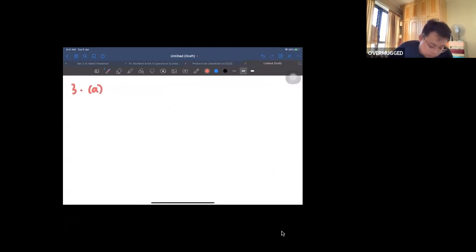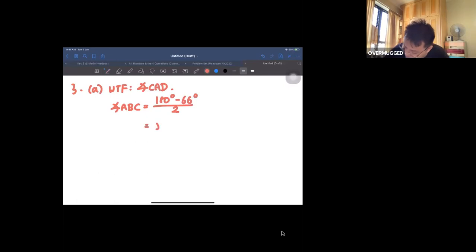For part A, we are looking to find CAD. Okay, this is what I am looking for, just to clarify. So angle ABC is the same thing as 180 degrees minus 66, divided by 2. Numerical answer is 57.